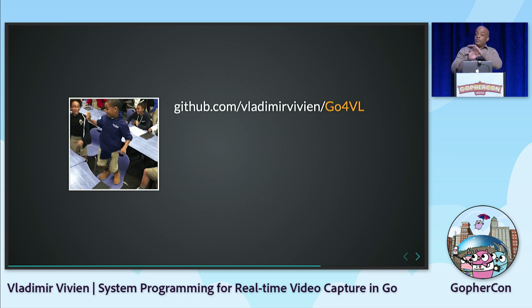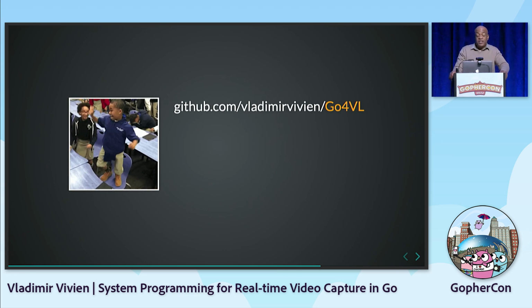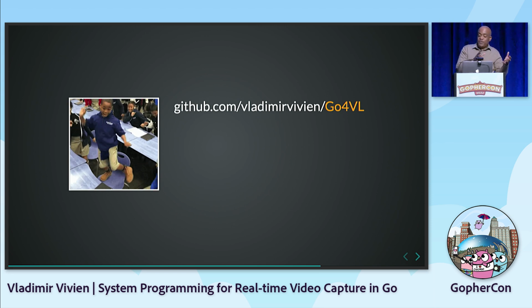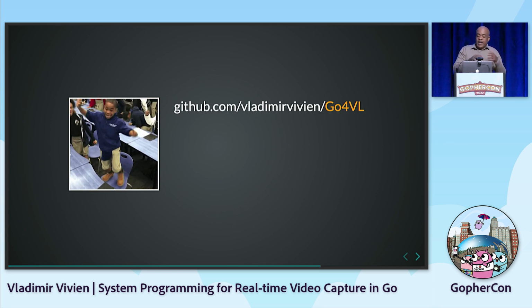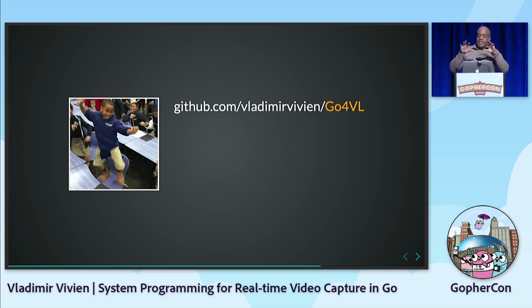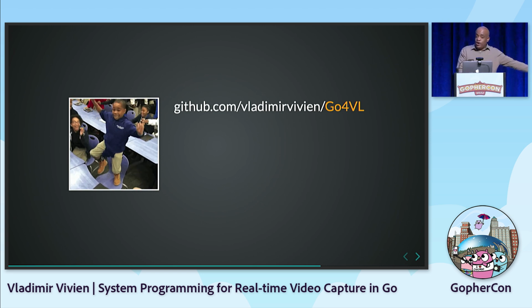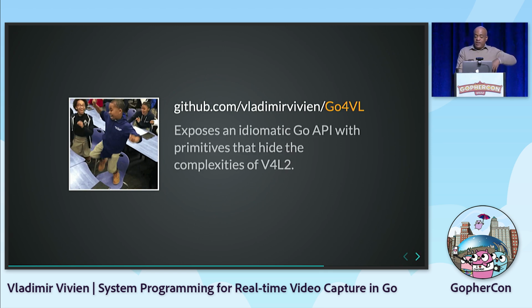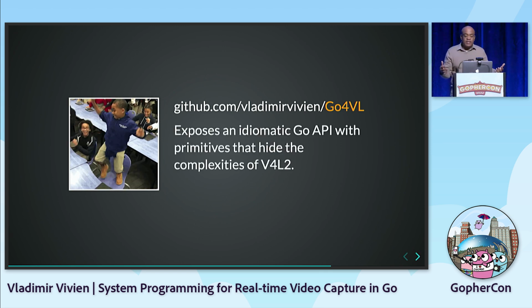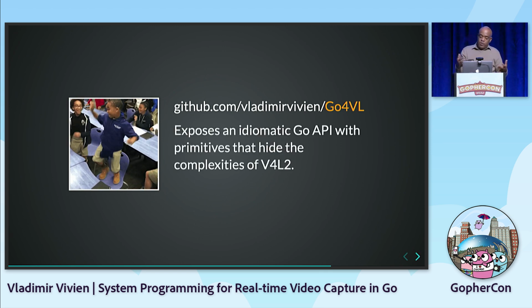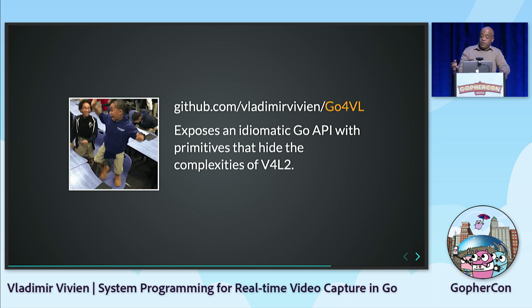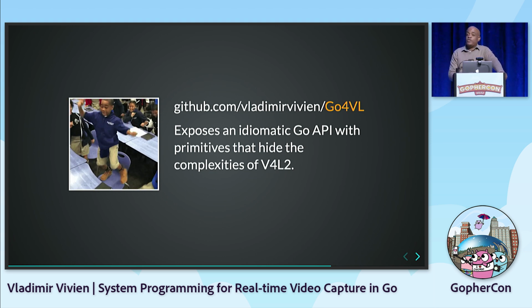So I spent about a year and a half learning about Video for Linux, and I captured everything that I've learned in a package, or a project, called GopherVL. So everything you just saw is in there. What I wanted is to expose an idiomatic Go API with primitives that hides all that stuff we just went over.